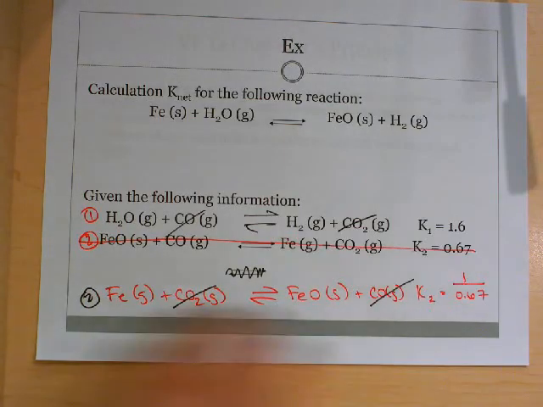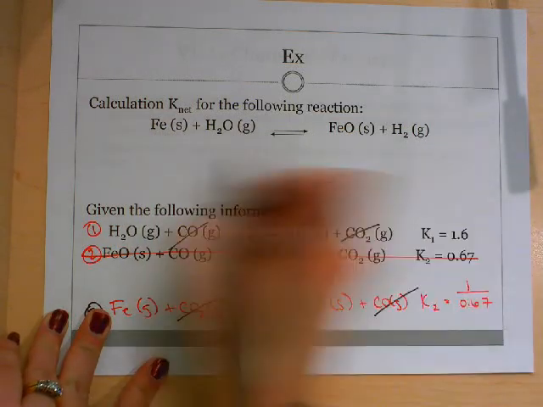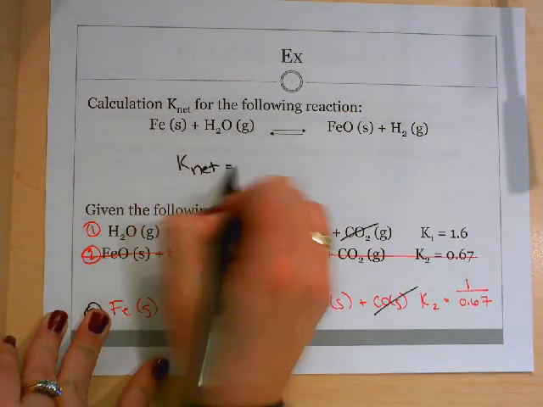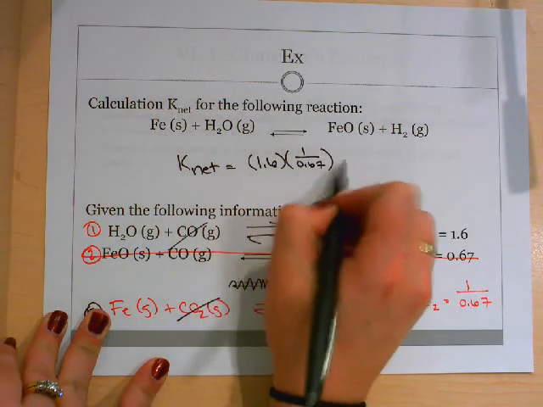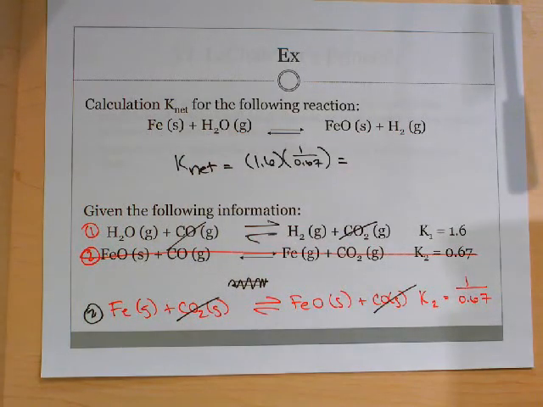So yes, then we multiply them together. Right, so we get K net. 2.4 maybe?